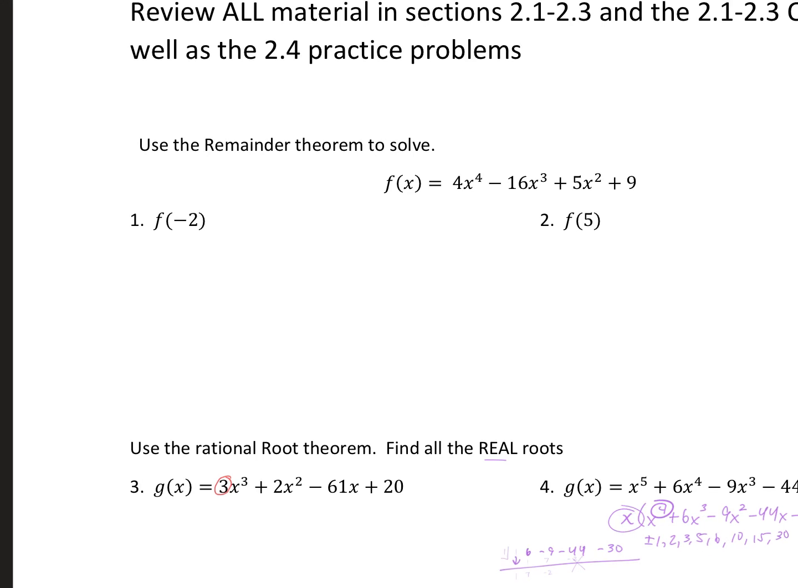All right, last thing, remainder theorem. How does this work again?